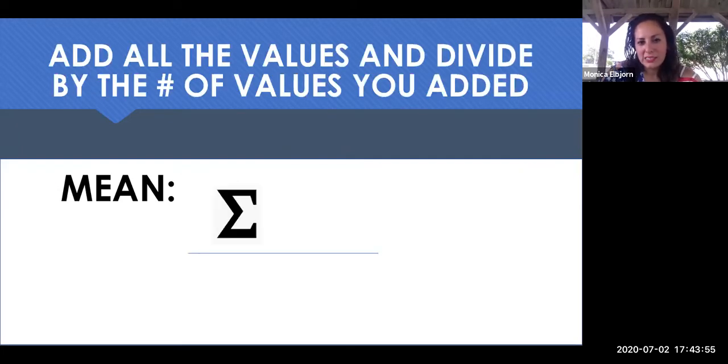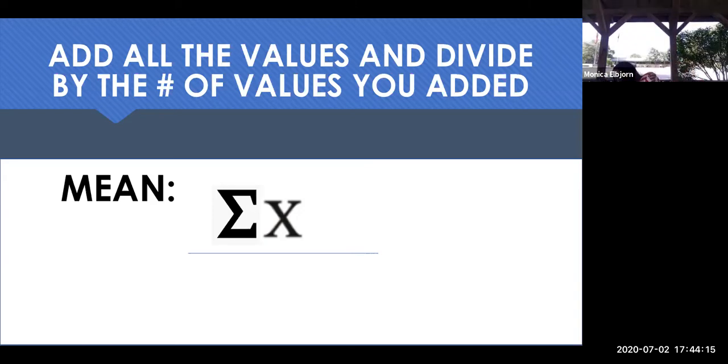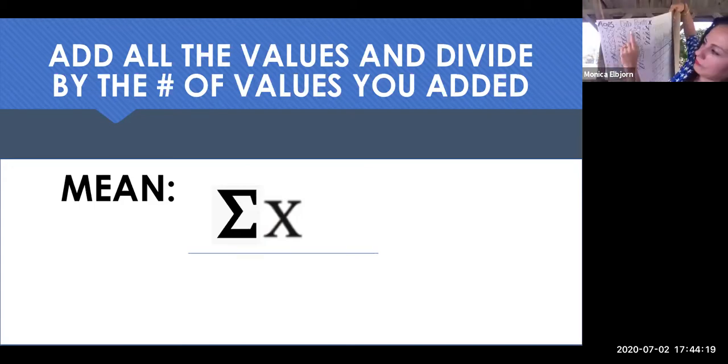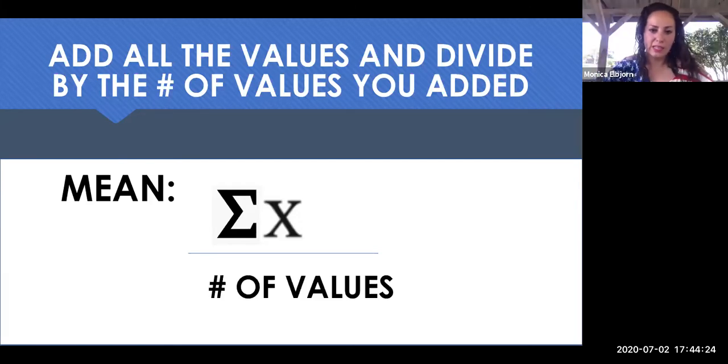Have you guys seen this symbol before, like a Greek E? Yeah, cool. That symbol stands for addition. So in the mean, we'll be adding all of your x's. Your x's will be all of your data points. You add all of your data points and then divide by the number of values.